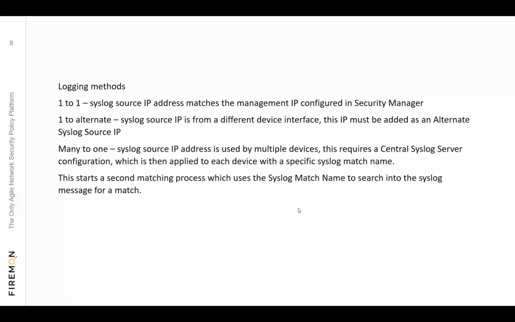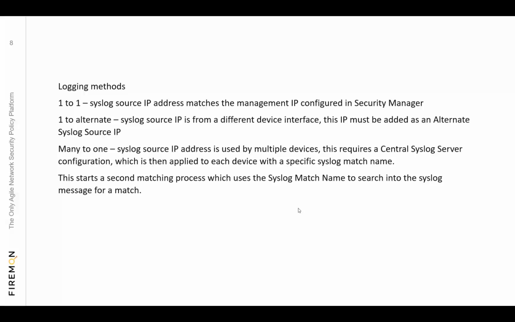Logging methods. There are three different types of logging messages that you need to be aware of. The simplest is a one-to-one match between the IP address of the syslog message and the management IP address of a device configured in Security Manager. One-to-alternate is where the syslog source IP address is from a different interface than the management IP address of the device. So this is added as an alternate syslog source IP.